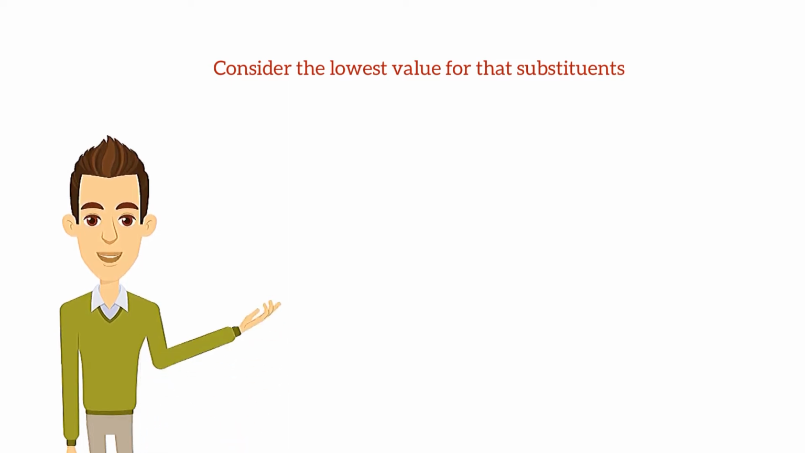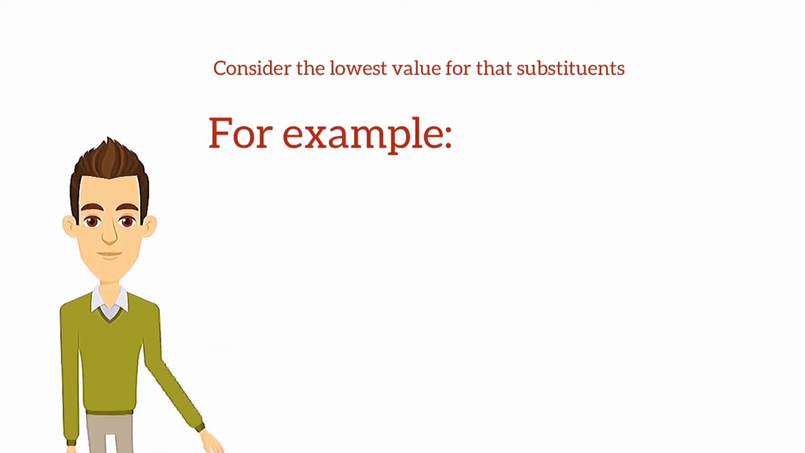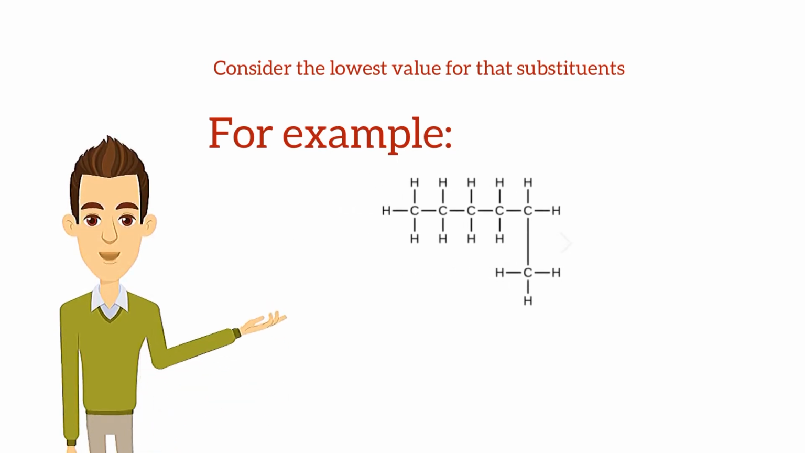When you assign the locants on the molecule, you should consider the lowest value for the substituents. For example, in this molecule, from left to right the substituent is on carbon 4. However, from right to left it is on carbon 1. Therefore, assign the locant as carbon 1.